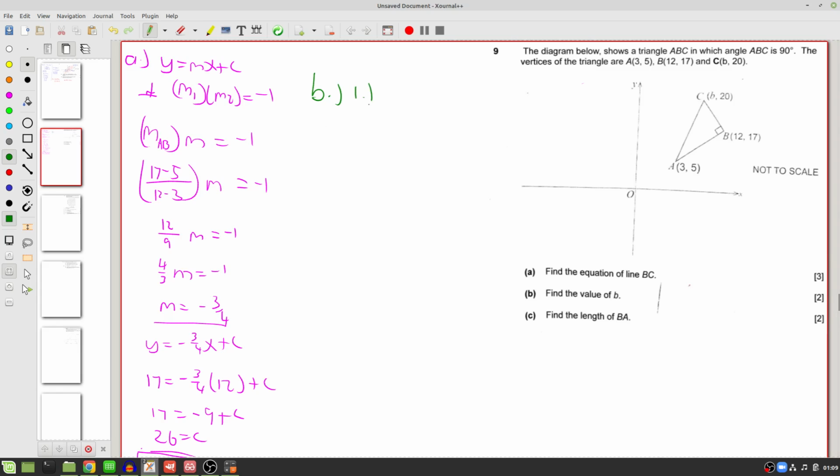Let's say we just use the equation we just solved. So the equation of BC was y equals -3/4 x plus 26. And then we just substitute point C in. So y is 20 when x is b: 20 equals -3/4 b plus 26. And I always solve for b from there. So I'm going to take this over to that side, which gives me 3/4 b equals 26 minus 20, which is 6. And then I just divide both sides by 3/4. So 6 divided by 3/4 is 8. And that's the value of b.